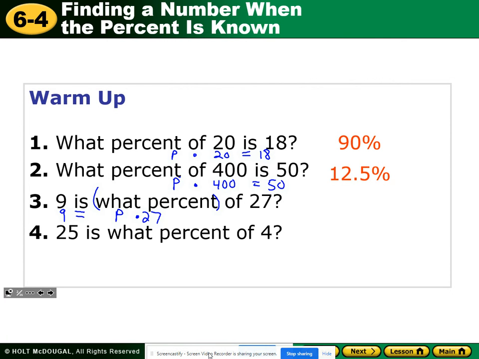Okay. So, what about this one then, Christine? Would you set that one up? 25 equals P times 4. 25 equals, we don't know the percent, so P of means times 4. All right. Bruce, what do I do here, sir?